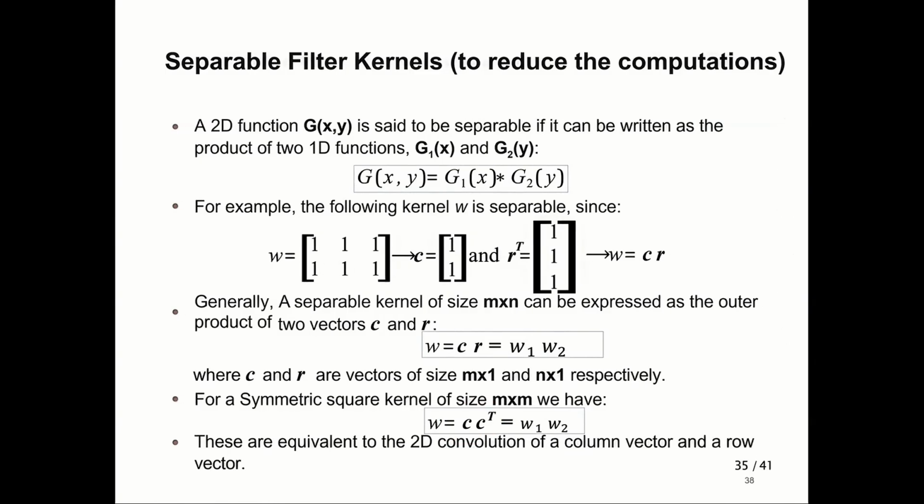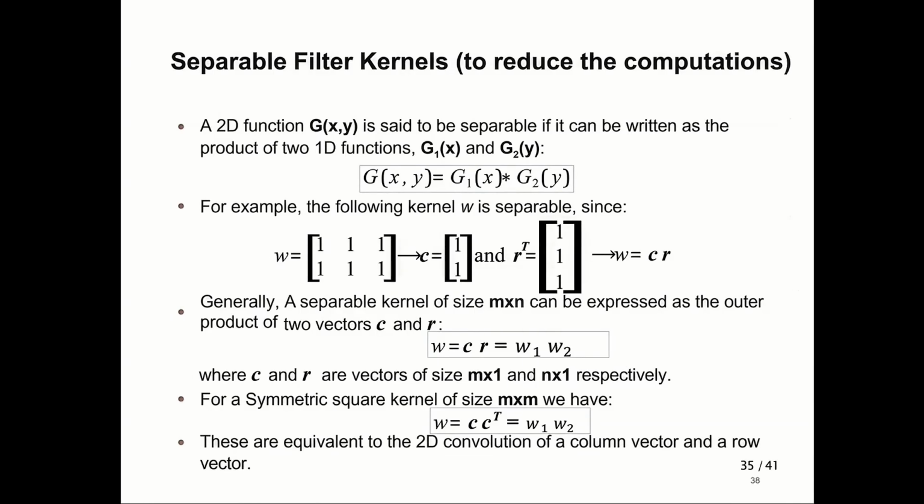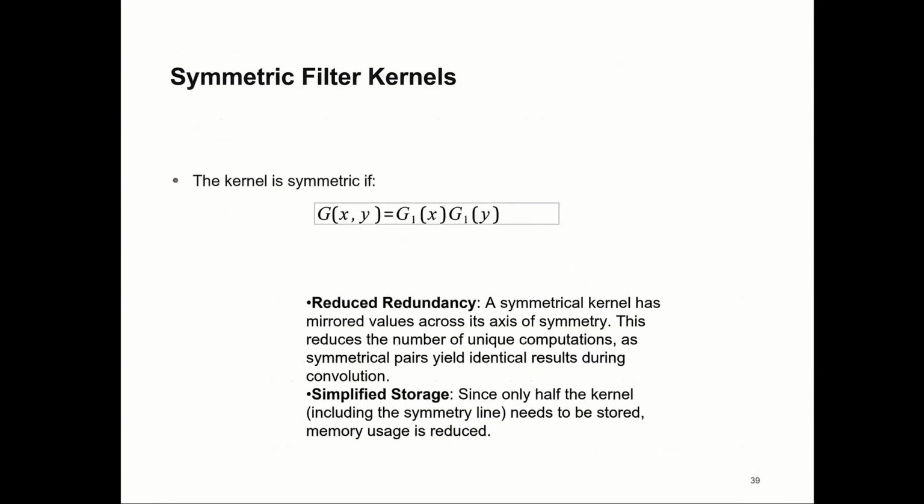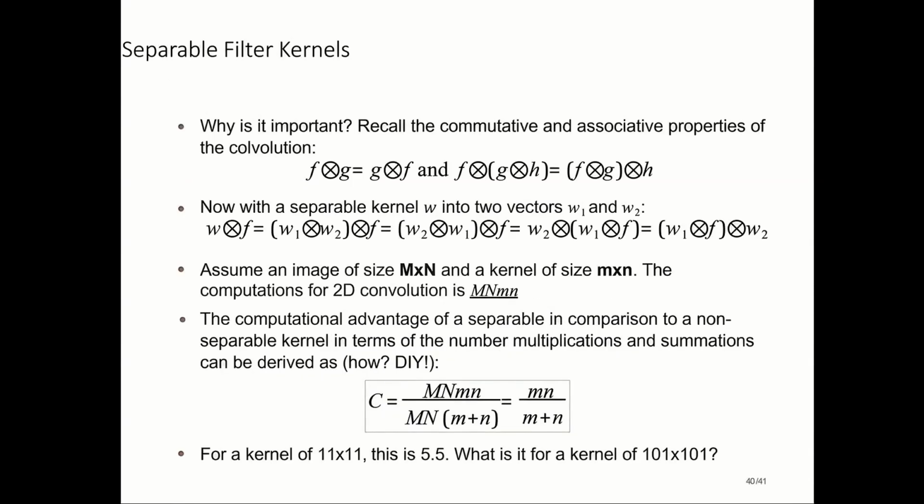If the kernel or filter is symmetric, meaning that if you shift it you get the same filter, then there is another advantage: W1 and W2 will be the same. So the row and the column will be the same. This is an additional advantage, because we can store just one vector instead of the whole matrix. Okay, is this clear? So the advantage is to reduce redundancy or complexity, and the other is to simplify storage in case we have a symmetric matrix.